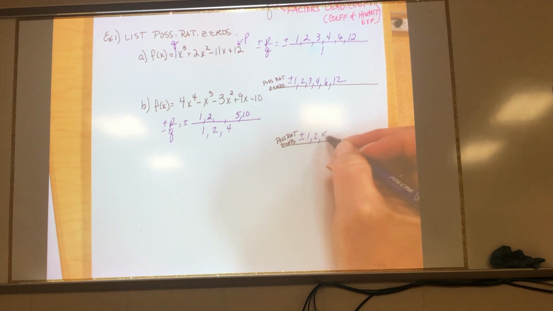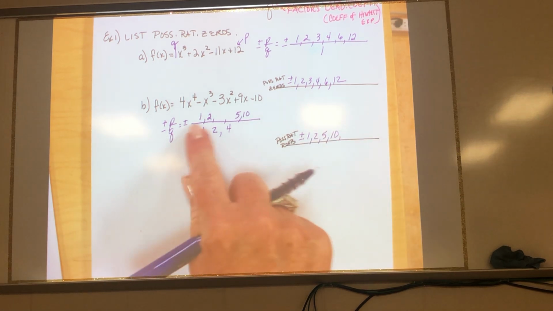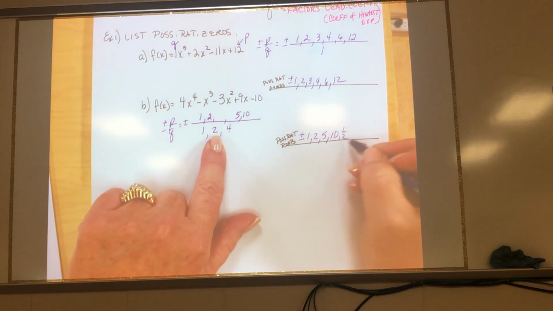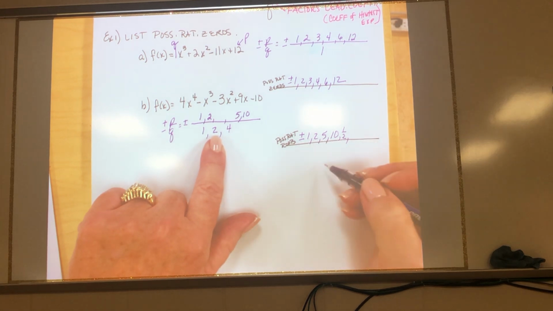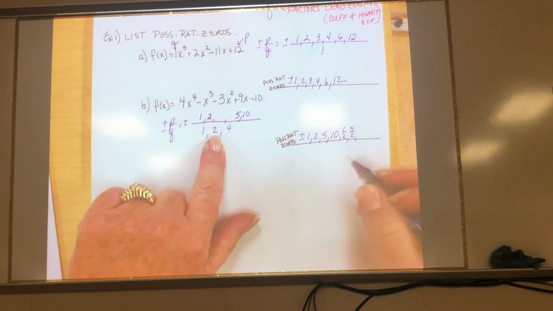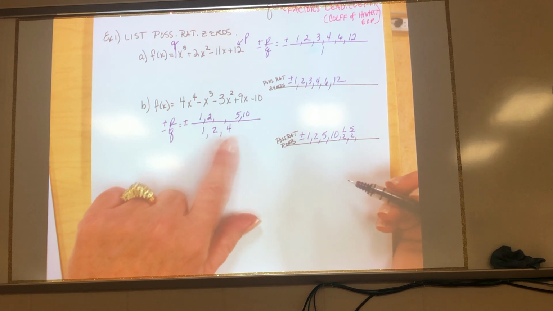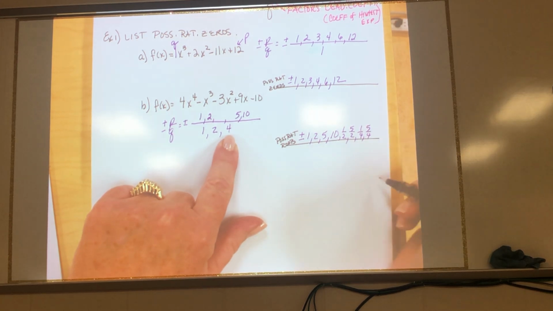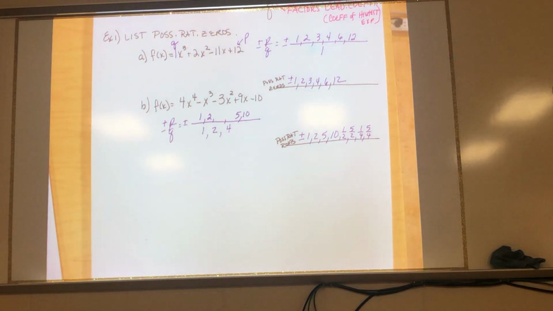1, 2, 5, and 10. Now I'm gonna put everything over what? 2. So, 1 over 2. 2 over 2. Already got it. 5 over 2. 10 over 2. 5. We got it. Okay? Now I'm going to put everything over 4. 1 over 4. 2 over 4. That's a half. You already got it. 5 over 4. 10 over 4. 5 halves. I don't need it. All right. Everybody okay? Does anybody have a question?